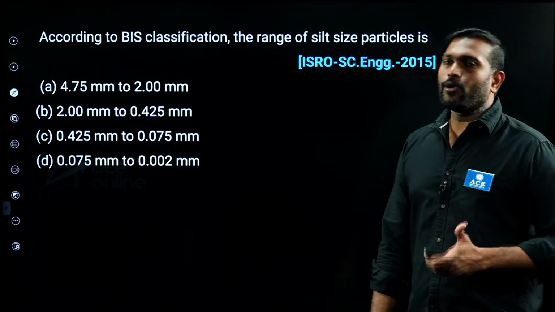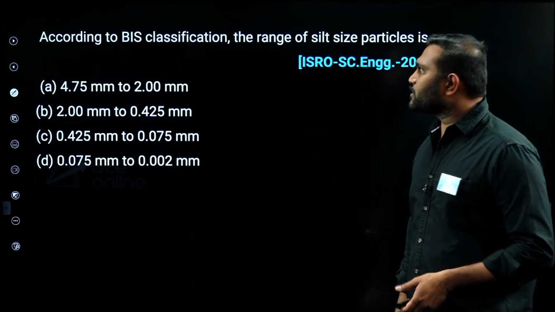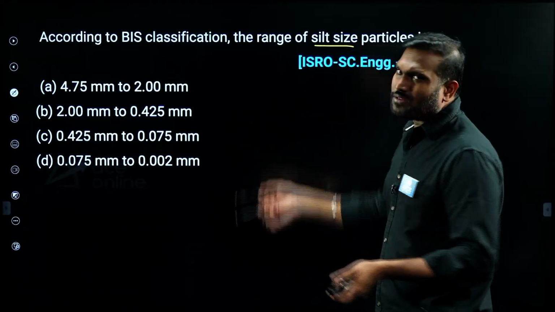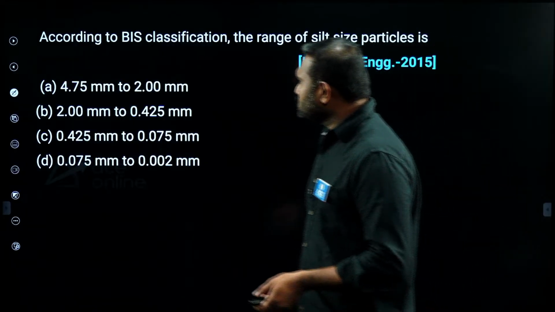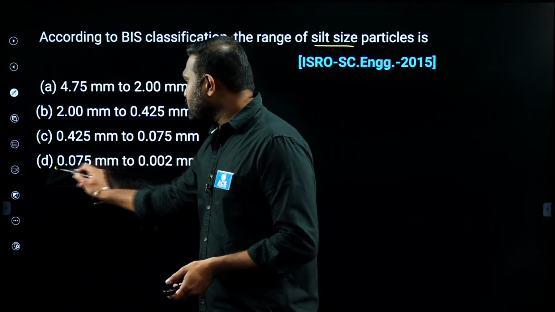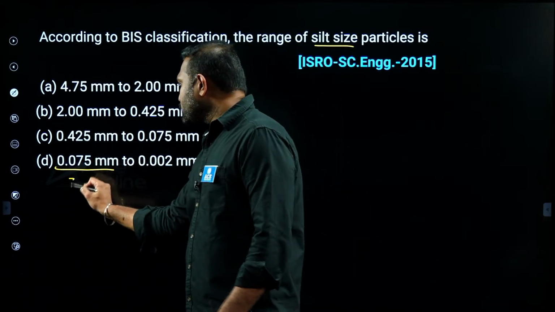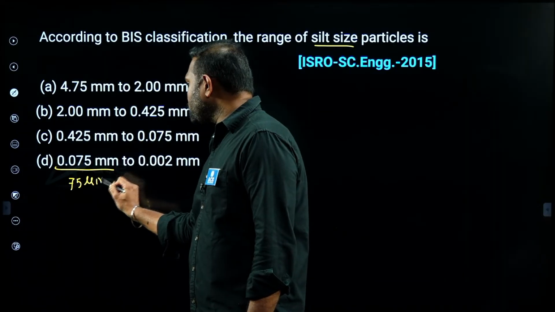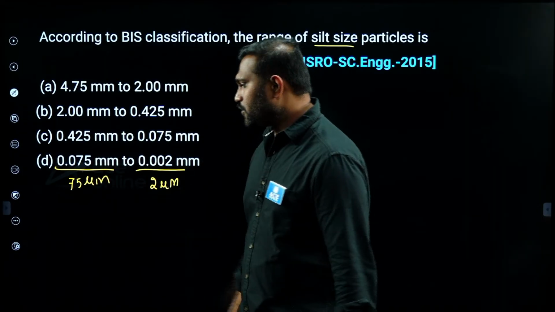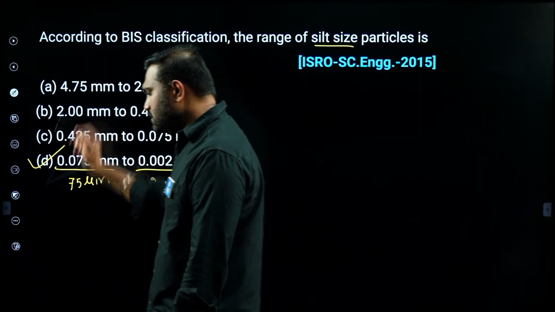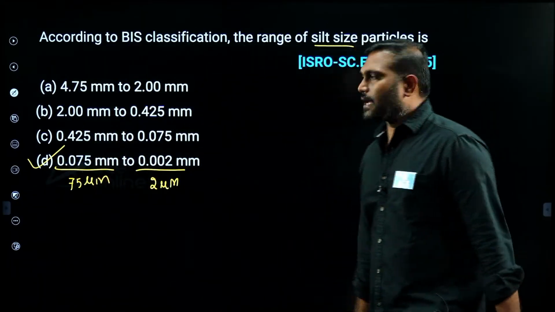According to the Bureau of Indian Soil Classification System, the range of silt, just now we have seen that, is 2 micron to 75. So from the given, you see this one, 0.075 means 75 microns to 0.002 means 2 micron, 75 to 2 micron. So the correct answer is option D.